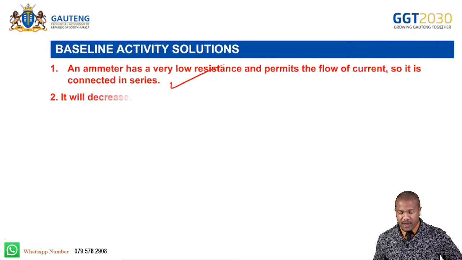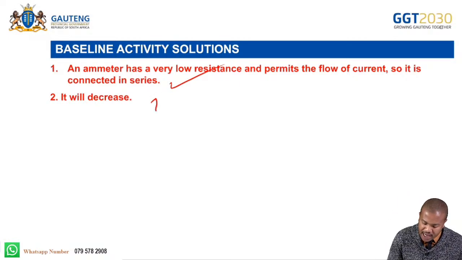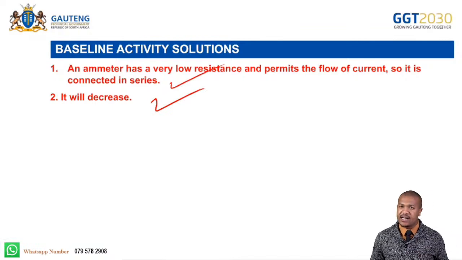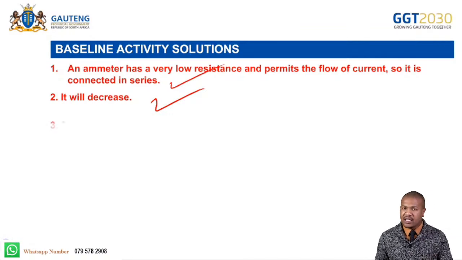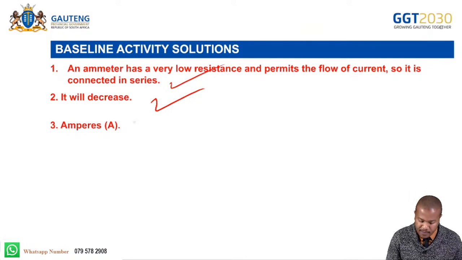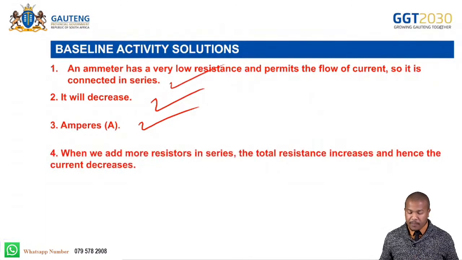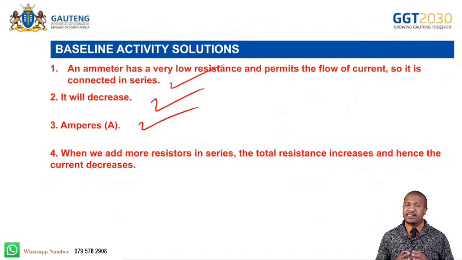Then number two, the current will decrease. When more and more resistors are added in series, the current will decrease. Then number three, current is measured in units called amperes. Then number four, when we add more resistors in series, the total resistance increases and hence the current decreases.